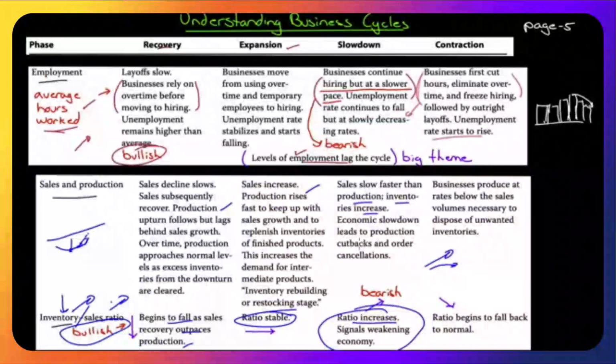Economic slowdown leads to production cutbacks and order cancellations. And then finally, in the contraction, businesses produce at rates below sales volume necessary to dispose of unwanted inventory. So when they see this happening, they'll cut production because the sales keep dropping. The inventory will start to do this. That gap will widen. They're going to want to drop those inventories very, very fast. The ratio begins to fall back to normal.